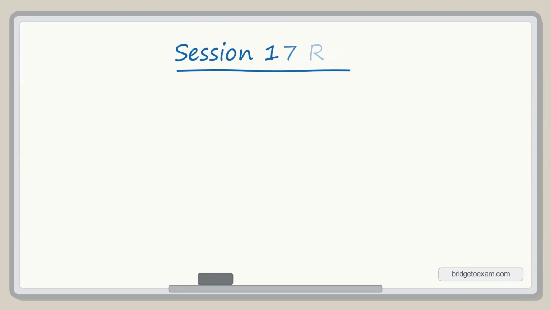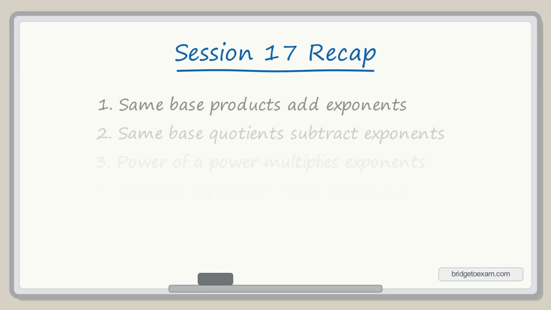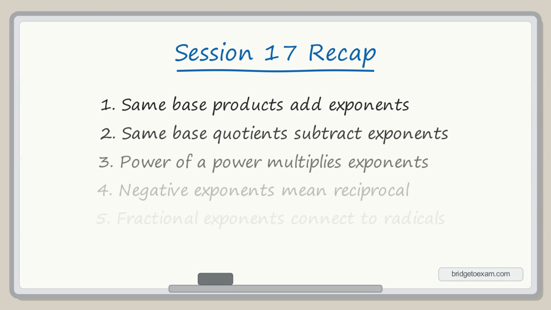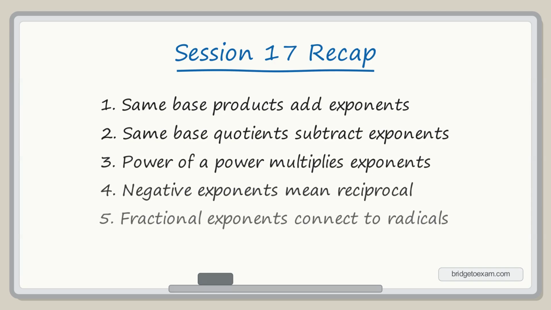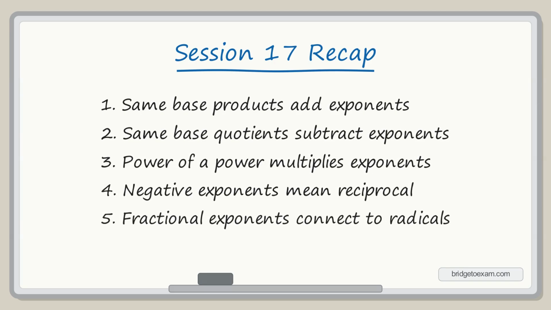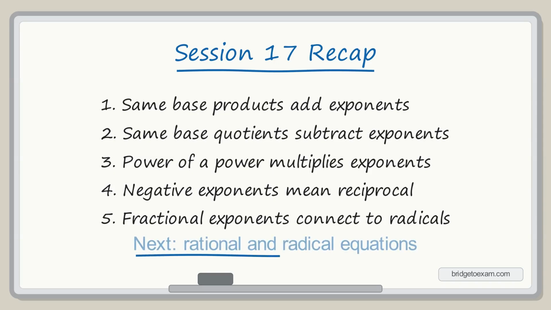Session 17 recap. Same base products add exponents, quotients subtract exponents, and power of a power multiplies exponents. Negative exponents mean reciprocal, and fractional exponents connect directly to radicals.